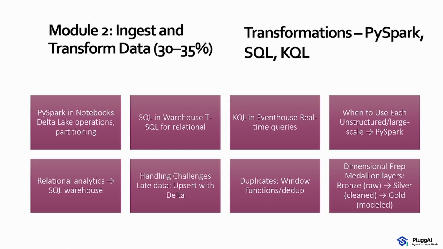Moving to transformations: PySpark, SQL, KQL, here's where you shape data. PySpark notebooks for heavy lifting, unstructured JSON, massive scale, custom ML. Delta Lake commands, merge for upserts, window functions for dedup. SQL and warehouse, pure T-SQL for relational modeling, star schemas, aggregations. KQL and Eventhouse, streaming queries like anomaly detection on real-time data.